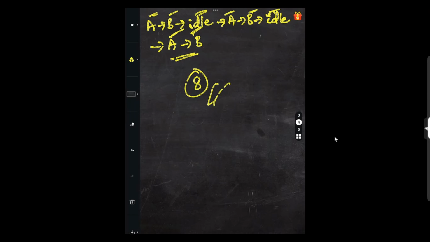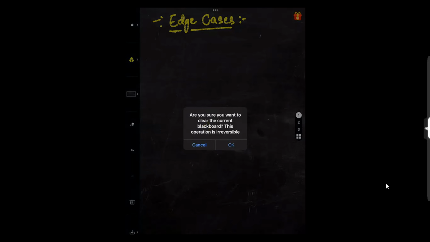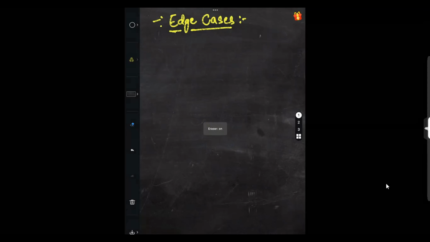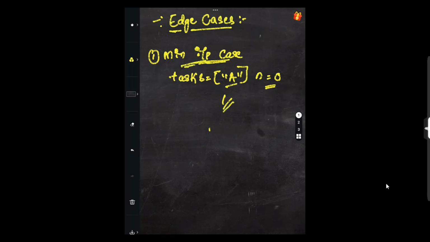Now what we'll do, let's discuss the edge cases one by one and then finally write the code. First edge case that we are going with here is the minimum input case. When I say minimum input case, let's go with tasks only one thing, A. One task, right? N, let me give here 0. Output will be 1, right? We have only one task here.